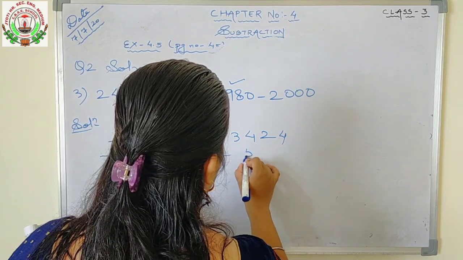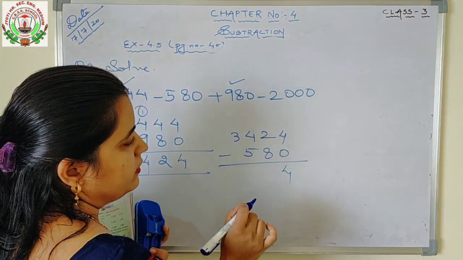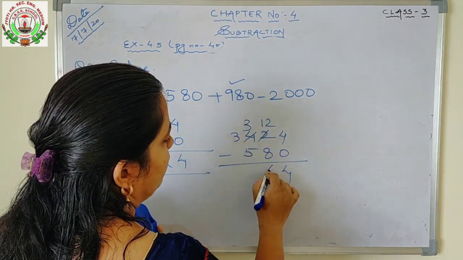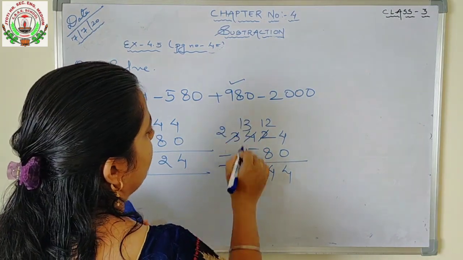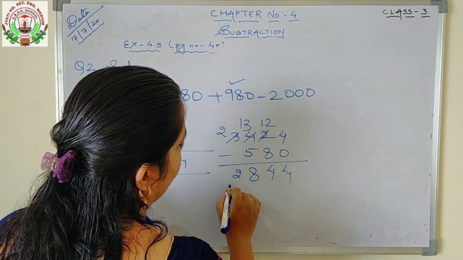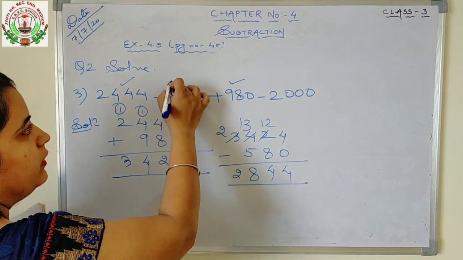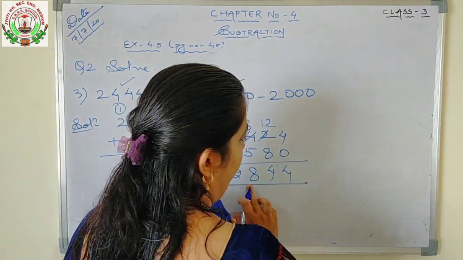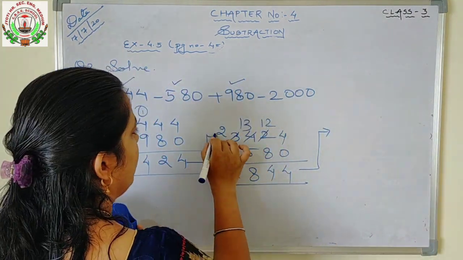3424 minus 580. 4. 2 minus 8 is not possible. Again we have to take carry from here. 12 minus 8 is 4. 3 minus 5 is also not possible. Again we will take carry from here. 13 minus 5 is 8. Below 2 no number is there. So 2844. This subtraction we have done. One more subtraction is there. So we will carry forward this number. Okay. Here this is like this.